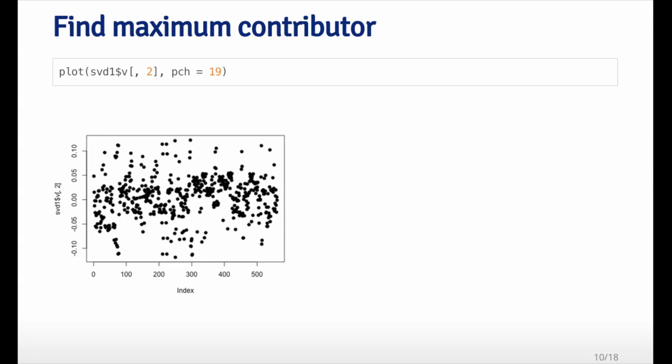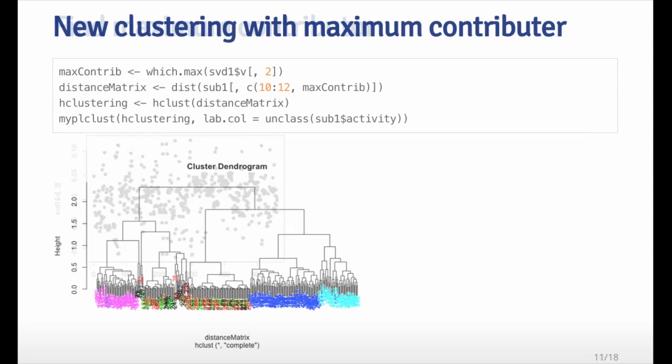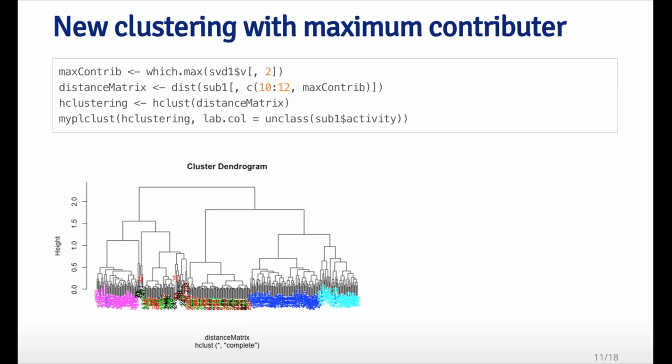So one of the things we can try to do is find the maximum contributor. In the second right singular vector, we can try to figure out which of these features is producing the most variation, or contributing the most to the variation between the different observations. And so we can use the which.max function to figure out which of the 500-some features contributes most to the variation across observations. And I'll save that to an object called maxcontrib.